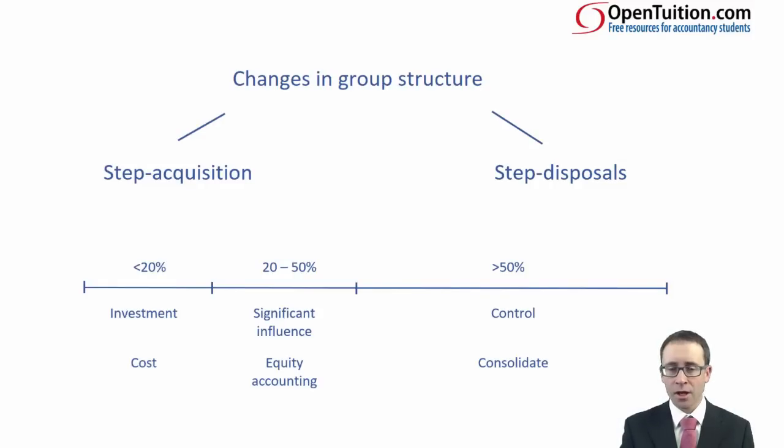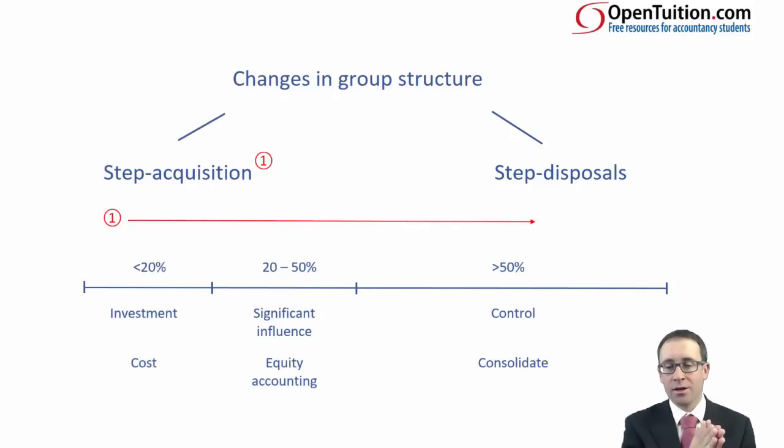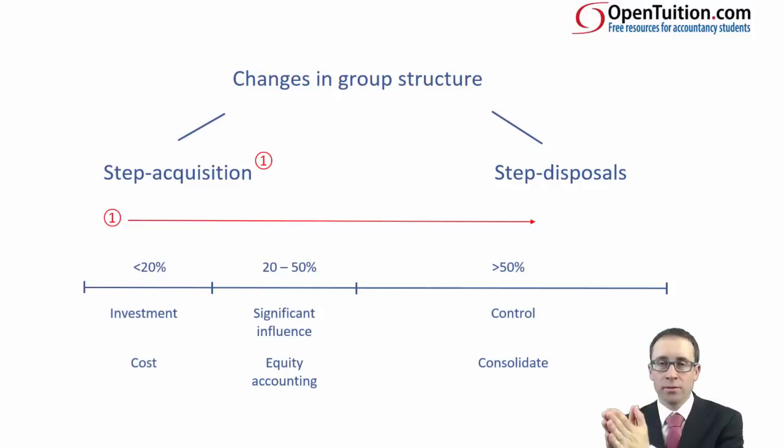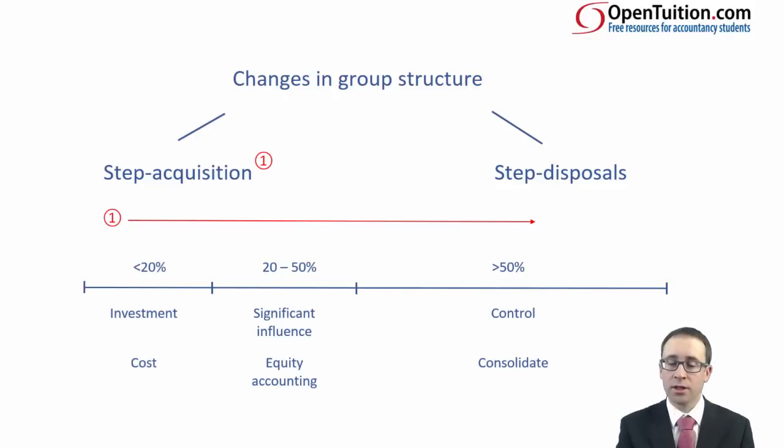Okay. So what we'll look at first is if we have a step acquisition. That's whereby we're going up the stairs, isn't it? So we may start off with 20, maybe go up to somewhere between 20 and 50, and then ultimately have control. Okay, so that's going to be the first part of the videos, going through the stages going up the stairs.